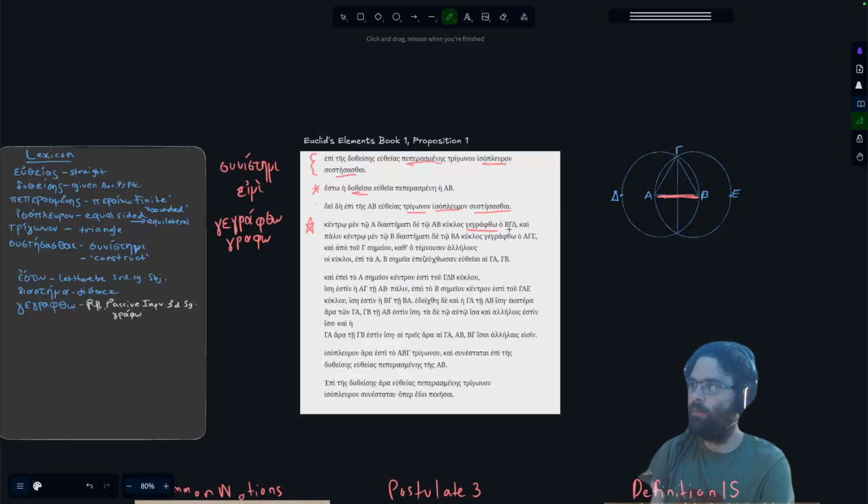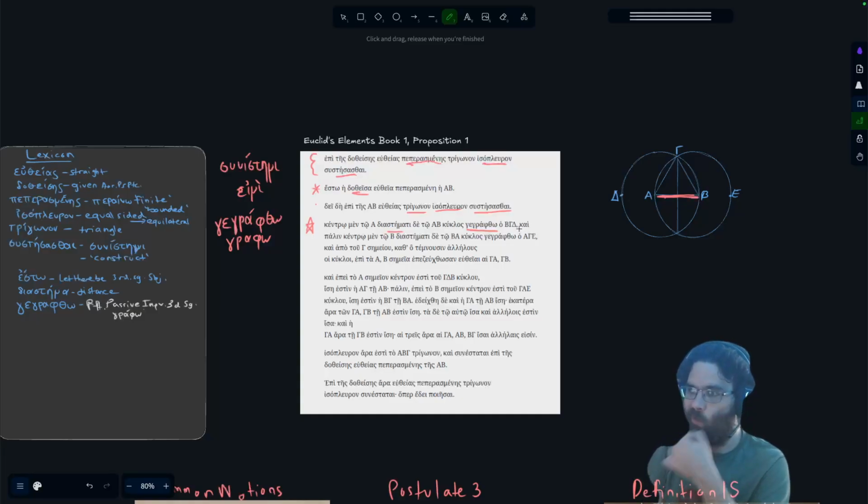Let the circle, so now we're talking about beta gamma delta, let it have been written, or let it have been drawn, with center alpha and with distance alpha beta. So diastema right here is distance, but in this context, I think it's referring to the radius of the circle, so alpha beta.